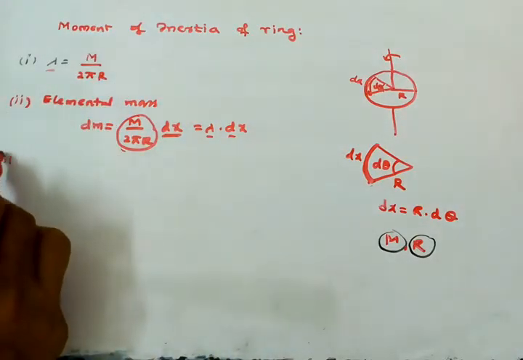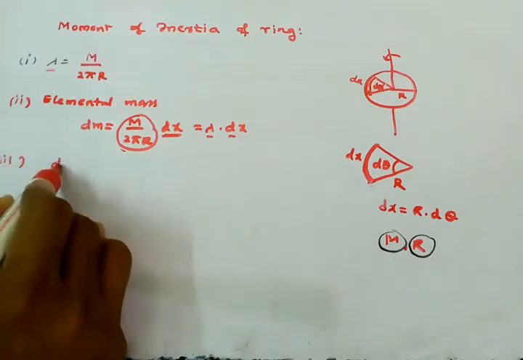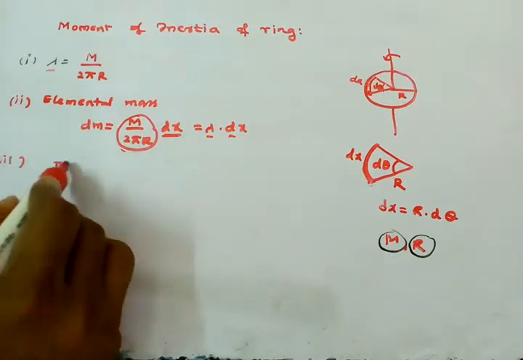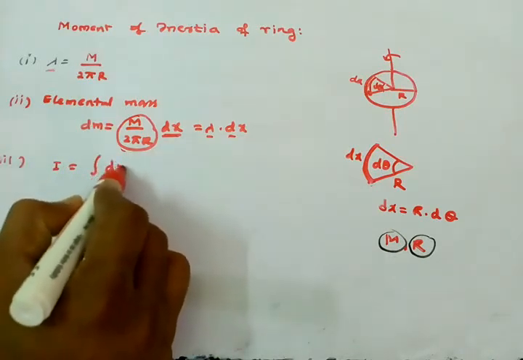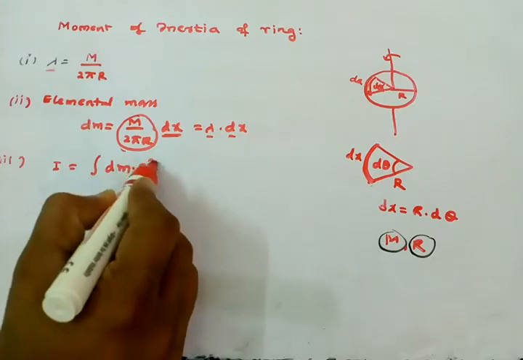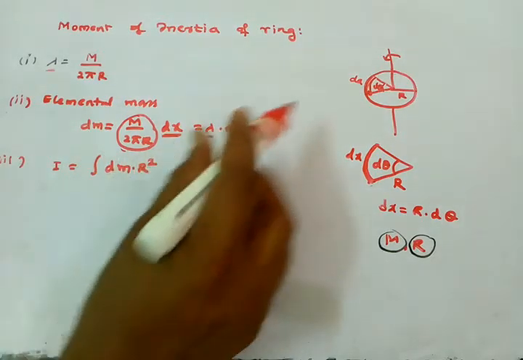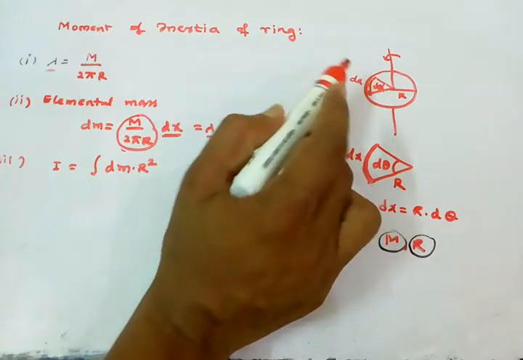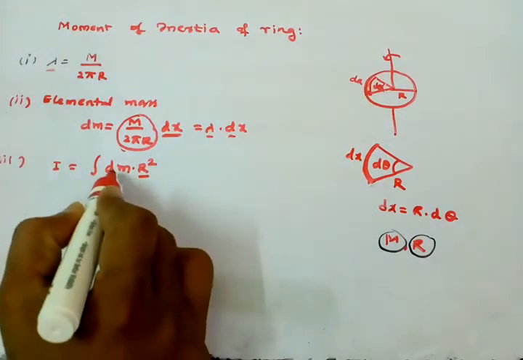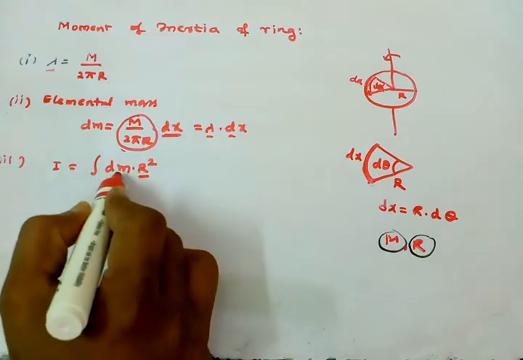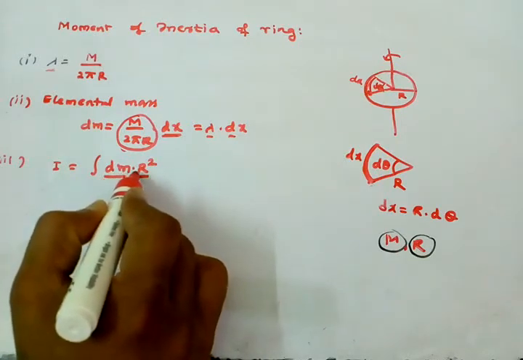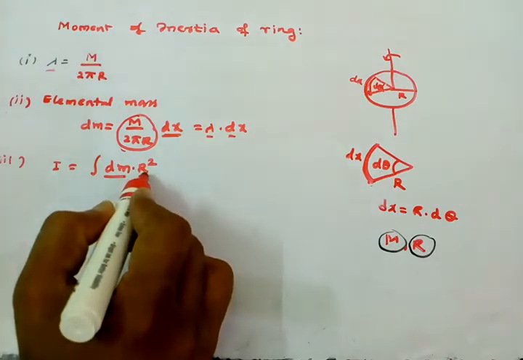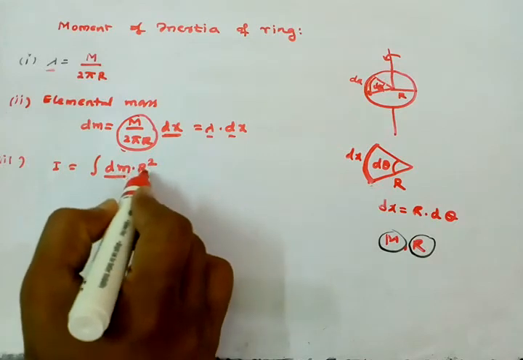Here we are moving to the third step, that is the moment of inertia of the ring, which is equal to dm into r square. The elemental mass is at a distance r from the axis. The general moment of inertia formula is m into r square. Here we take an elemental mass dm, whose distance from the axis is r, so dm r square.